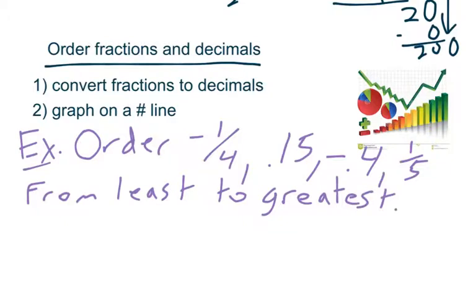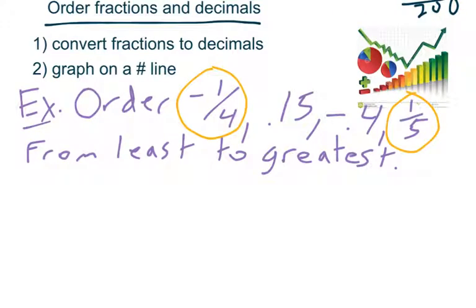Well, if you'll notice, two of the numbers are already decimals, the 0.15 and the -0.4. So really all we need to convert is the -1/4 and the 1/5. In other words, you want to convert them either all to decimals or all to fractions. And the way I'm showing here is just all to decimals.